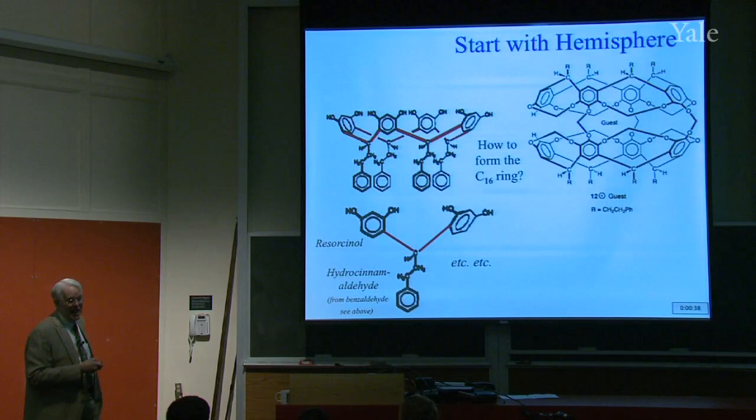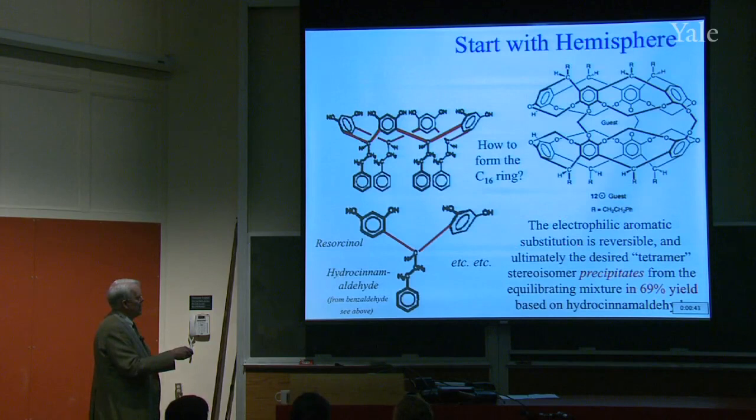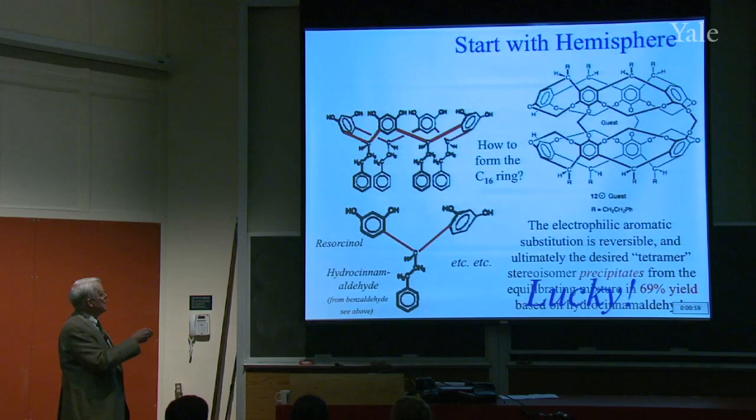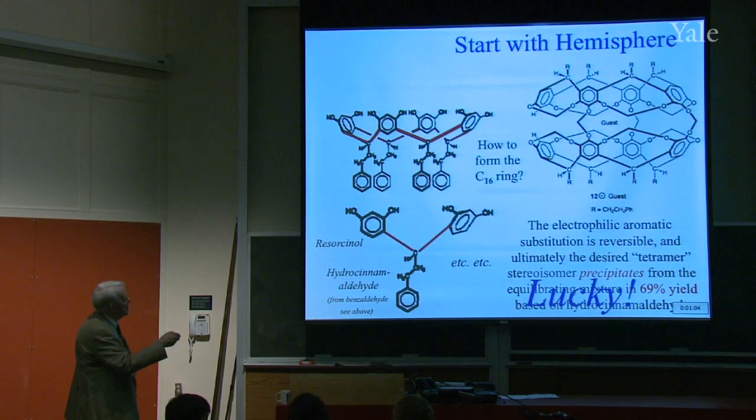And it turns out that the electrophilic aromatic substitution is reversible. And ultimately, this compound, the one they wanted to make, precipitates from the equilibrating mixture in a 69% yield. That is luck. Okay, so the fish jumped into this particular boat, right? But now they need these bonds across the top of that bottom too, the teeth for the clam, right?